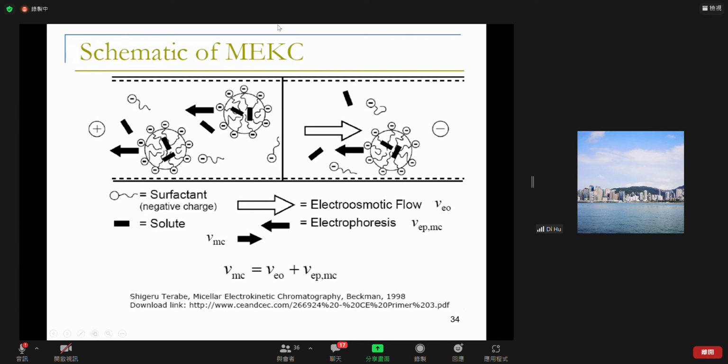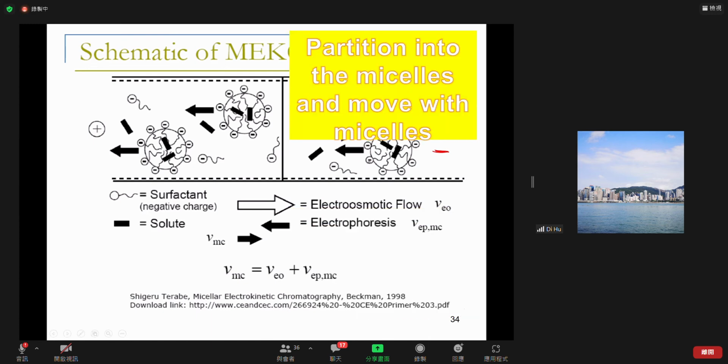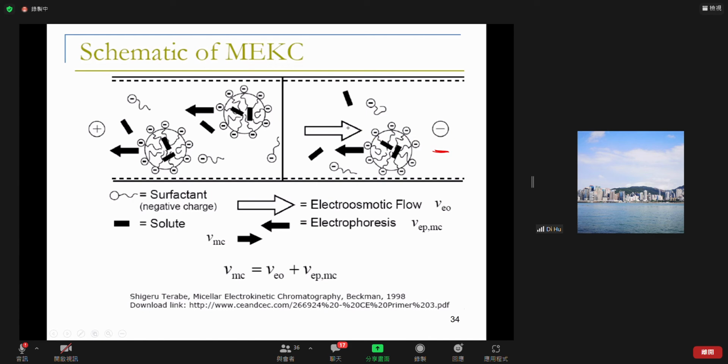Now your sample, your compound. Anyone can tell me, in this experiment, the buffer solution and the micelle, which one moves faster? We're talking about how fast they get to the end. Obviously the buffer solution, right? It is the EOF. Because the micelle, compared with the buffer solution, is a slower moving micelle, right? It's a slow moving micelle.